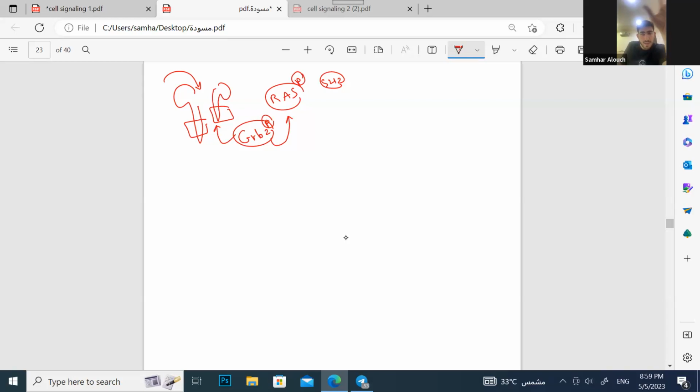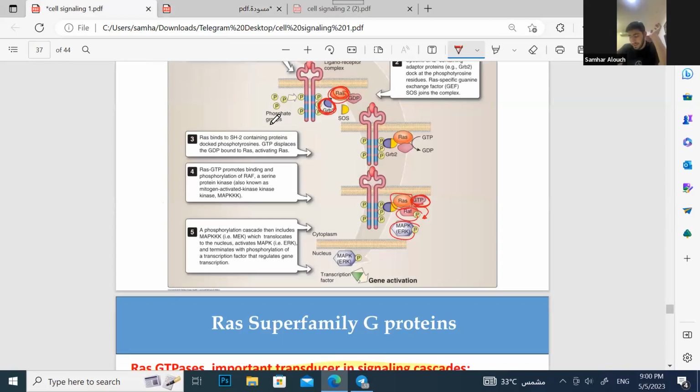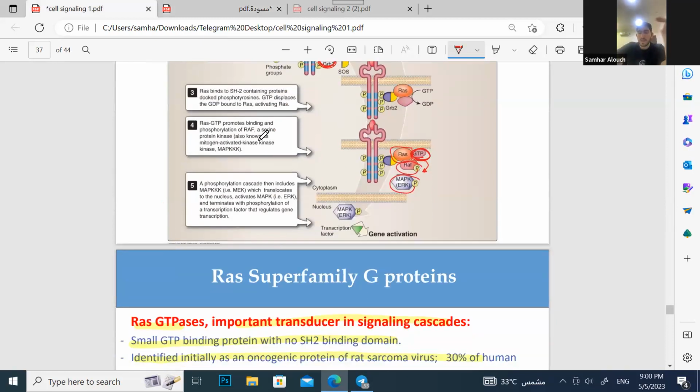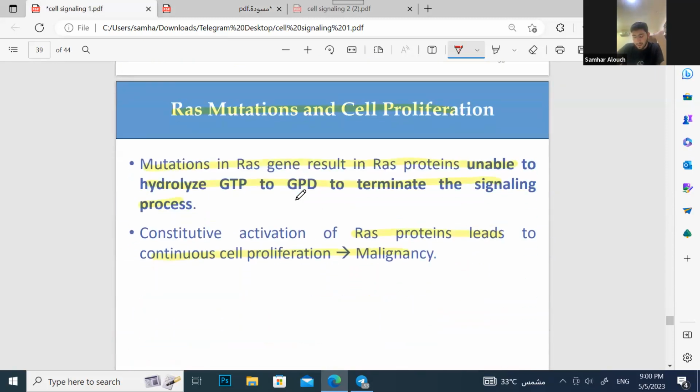Ras is similar, it's a G protein. When a G protein binds GDP, it's inactive. When we phosphorylate it to GTP, it becomes active. Same thing with Ras. When we phosphorylate Ras, it becomes GTP, and it goes and activates RAF and MAPK. RAF and MAPK cause the whole signaling pathway. RAF activates MAPK, MAPK causes gene activation and these things, and that's it. To inactivate it, we hydrolyze GTP to GDP, and we dephosphorylate, not RAF, we dephosphorylate Ras, and that's it.